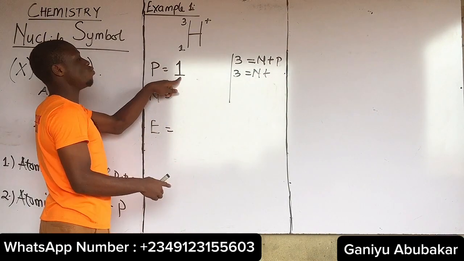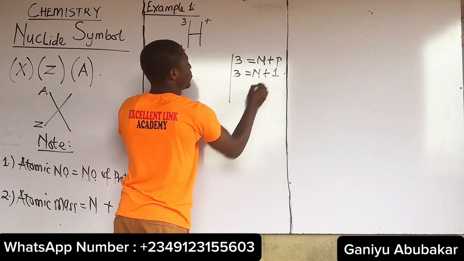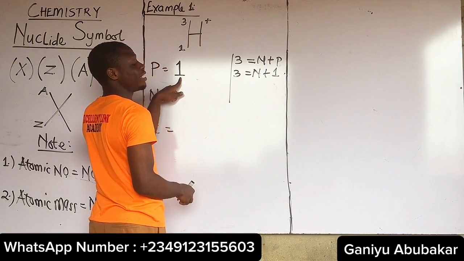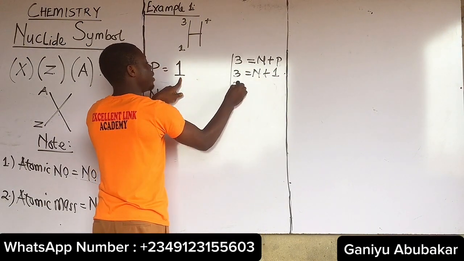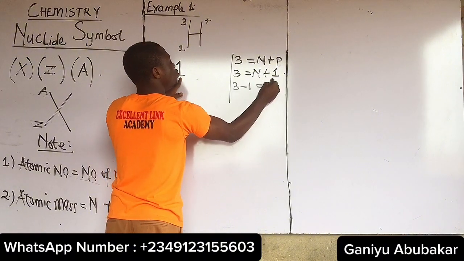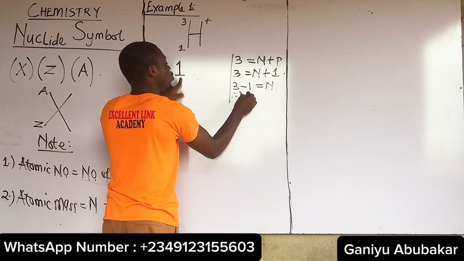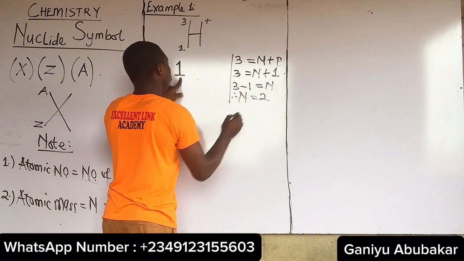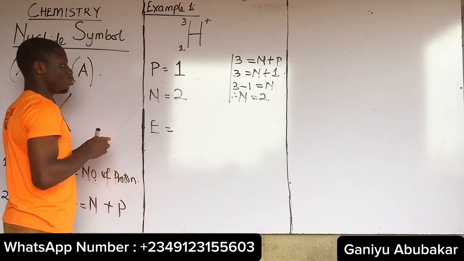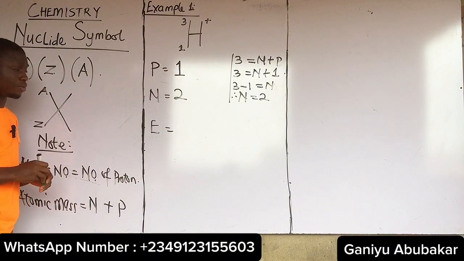We just said proton is what? It is 1. So I have 1 here. Apply mathematics concept. Take this one here. I'll have 3 minus 1 is equal to neutron. Therefore, neutron N is equal to what? 2. So my neutron here is 2. That's how to calculate for neutron.